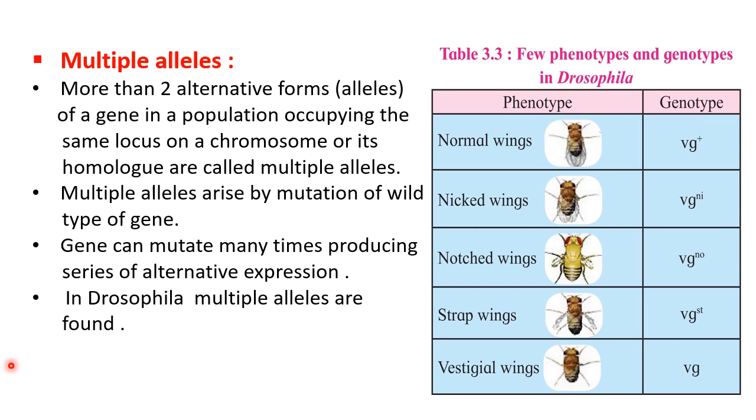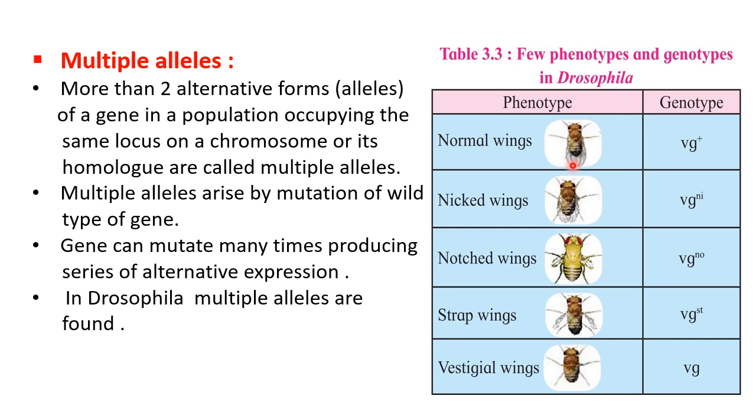Here in the diagram, we see homozygous genes are responsible for the different types of wings. In Drosophila, due to the mutation, different types of wings are found due to the multiple alleles. In the first type, we see normal wings. These normal wings are due to the genes VG plus. So, generally, in normal Drosophila fly, the wings are also normal as they are not mutant. These are due to the genes VG plus.